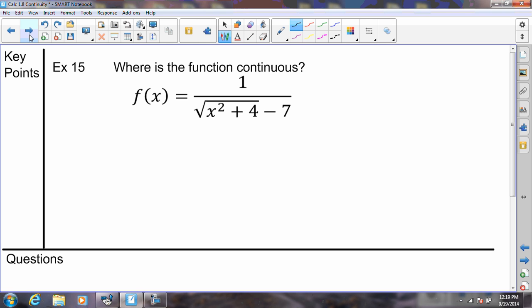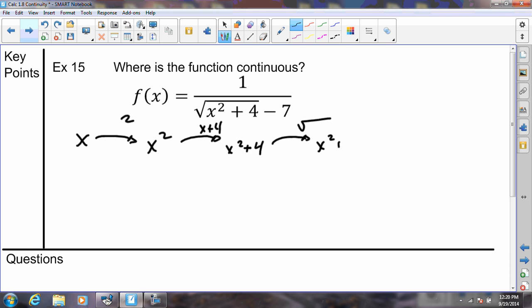So we'll create just the chart mapping out, or a flow chart of, operations. What's the first thing being done to x? X is being squared. Then what? Then we're taking plus 4. Then what? Then we have the root. Then what?